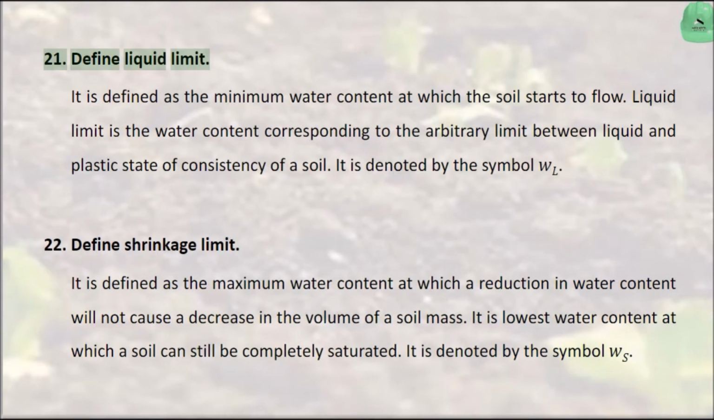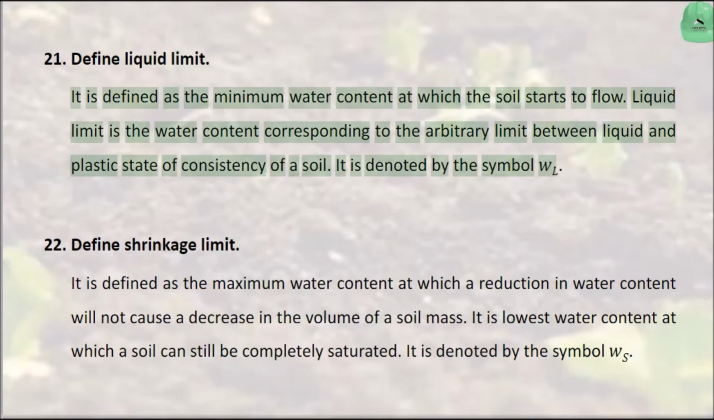Define liquid limit. It is defined as the minimum water content at which the soil starts to flow. Liquid limit is the water content corresponding to the arbitrary limit between liquid and plastic state of consistency of a soil. It is denoted by the symbol wL.